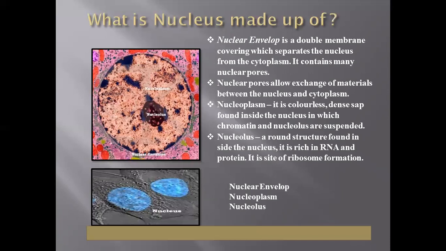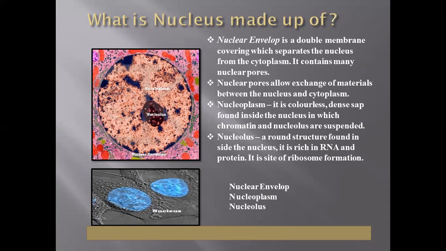What is the nucleus made up of? Here in the diagram, you can see the magnified image of the nucleus. This one is the nuclear envelope, right? That is the covering. Nucleolus, that is a dense organelle body present inside the nucleus, and nucleoplasm. Here it is, nucleoplasm. Nuclear envelope is a double membrane covering which separates the nucleus from the cytoplasm. It contains many nuclear pores.